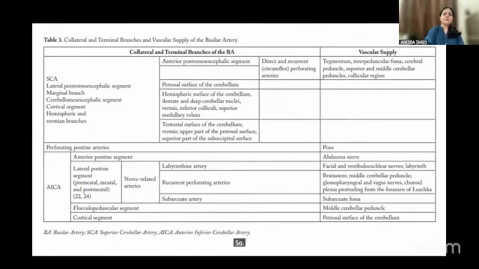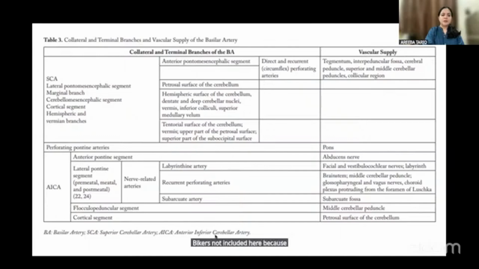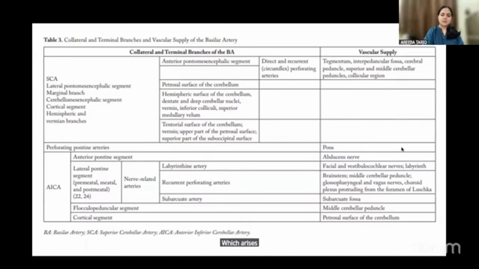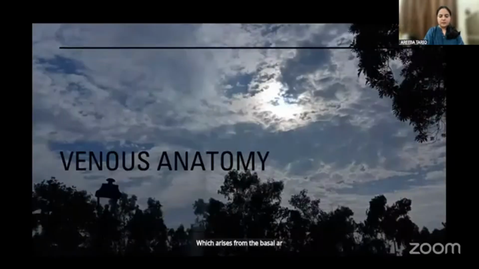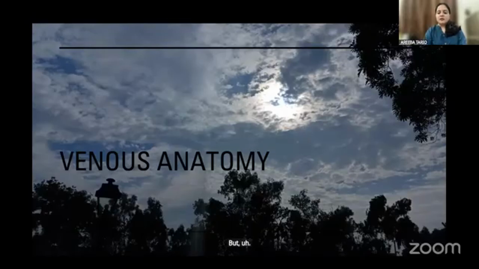So, a brief summary. The branches of the basilar artery are basically 3 main branches: superior cerebellar artery, anterior inferior cerebellar artery. PICA is not included here because PICA is a branch of the vertebral artery. And there are perforating pontine arteries which supply the pons, which arise from the basilar artery when it's running on the pons. So this was all for arterial anatomy, very basic, but something that residents can easily understand, and I hope some surgeons have revised their anatomy as well.